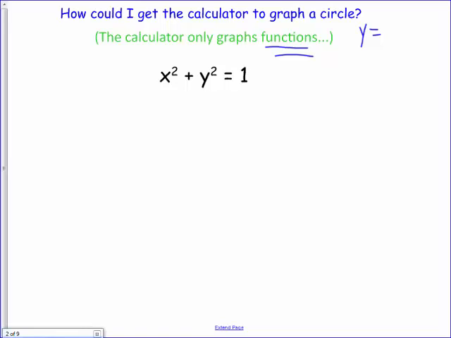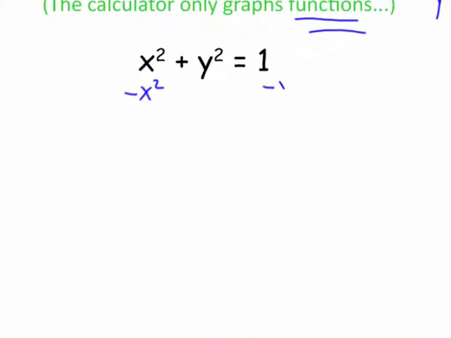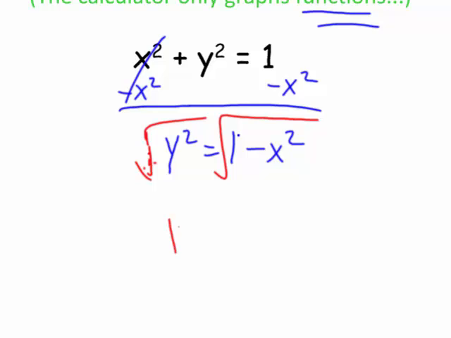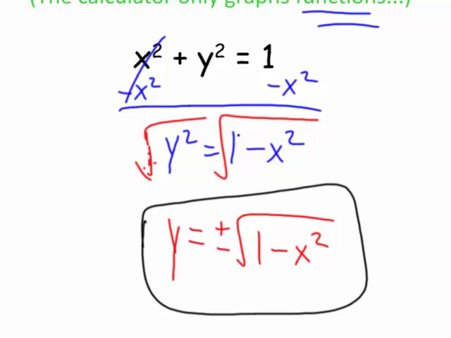Let's get our y squared by itself first. So let's subtract the x squared to the other side. And I got y squared equals 1 minus x squared. All right, very nice. And to solve for y, I need to square root, because that's the inverse of squaring. And whatever I do to one side, I do to the other. So y would equal, well, be careful. Remember, whenever you square root both sides of an equation like that, it's always plus or minus the square root of 1 minus x squared. So there we go. I could plug that into my calculator, and it should graph me a circle.